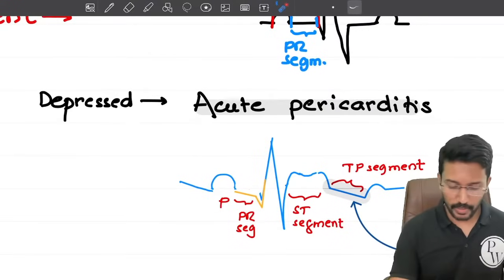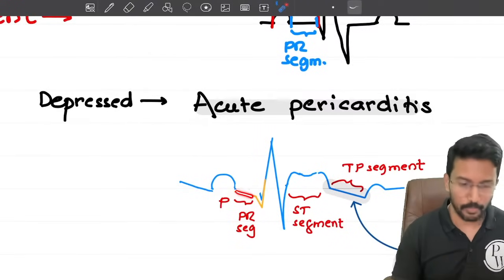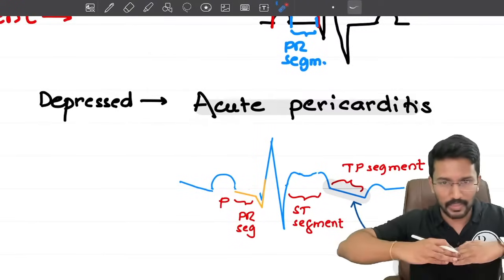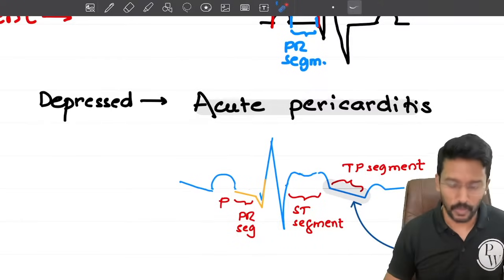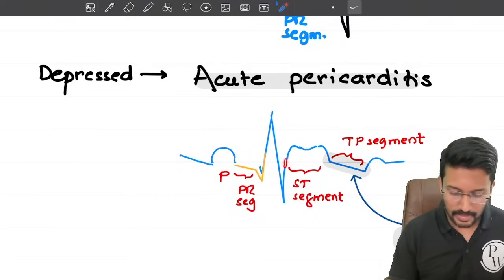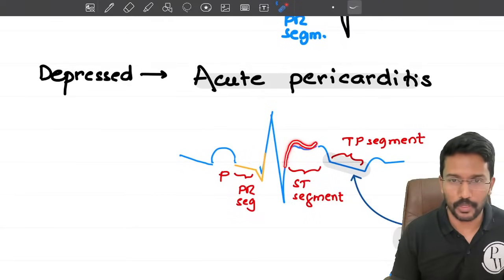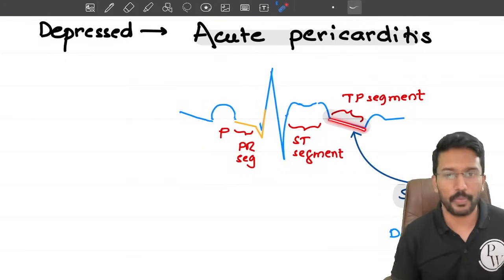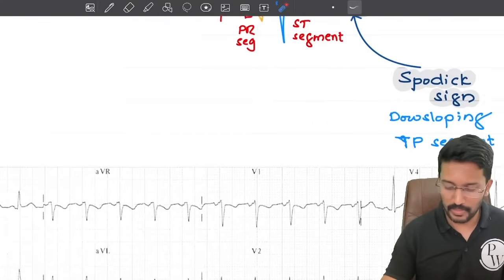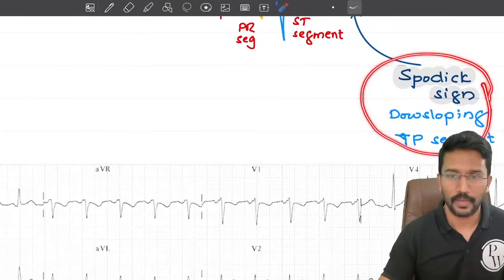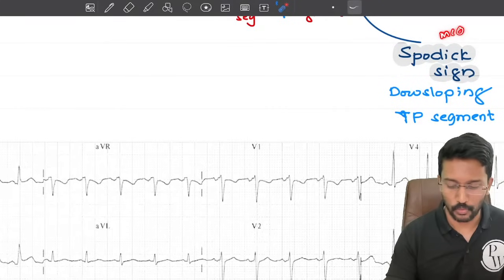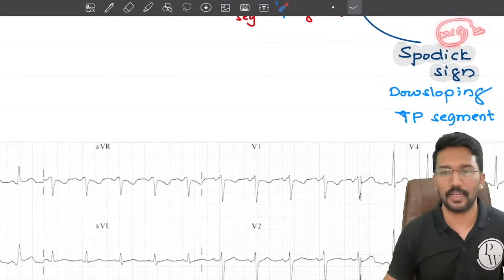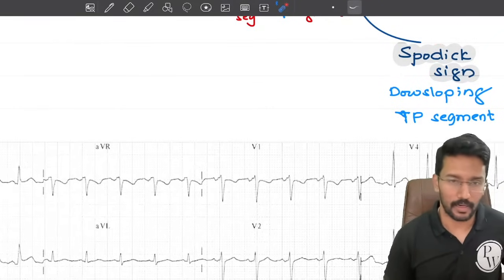Okay. In acute pericarditis, apart from the depressed PR segment going below the baseline, we do see some additional changes. What are the additional changes? We see an ST segment elevation which shows a concavity, and you will have a down sloping TP segment. This down sloping TP segment is called the Spodick sign, which is a repeatedly asked MCQ. Where do you see Spodick sign? We see that in patients with acute pericarditis, right?